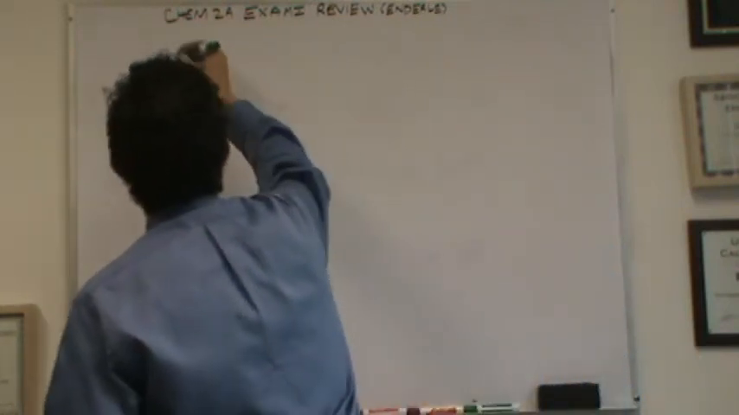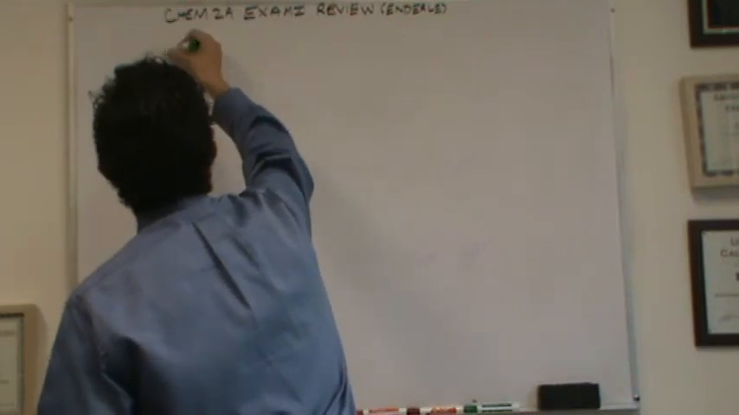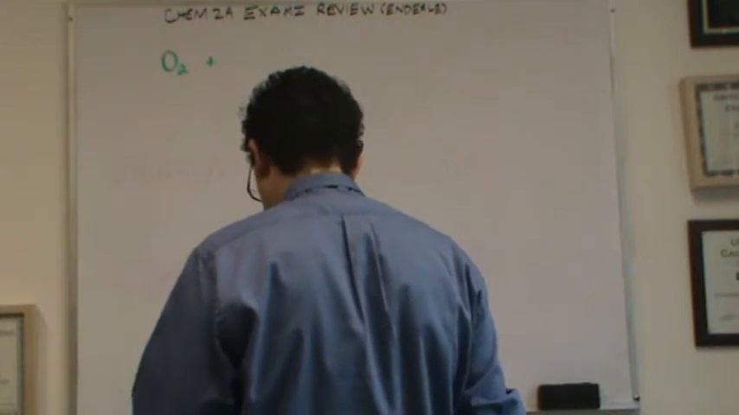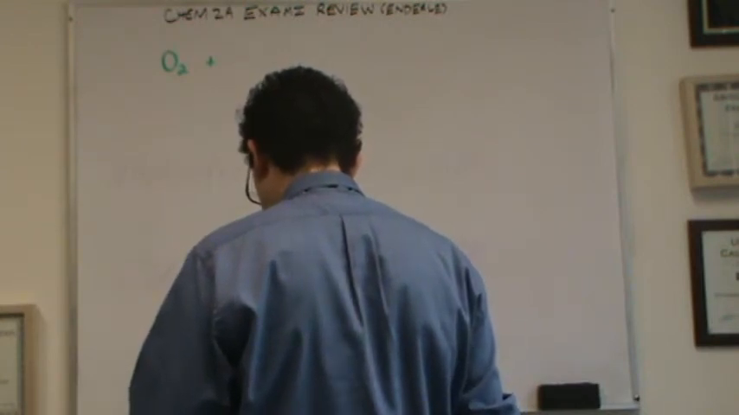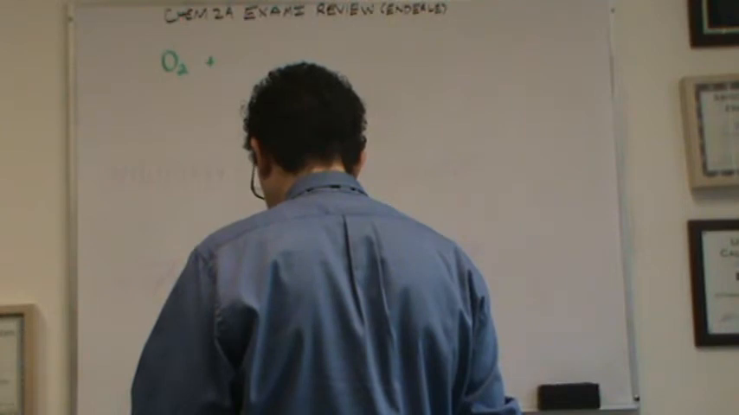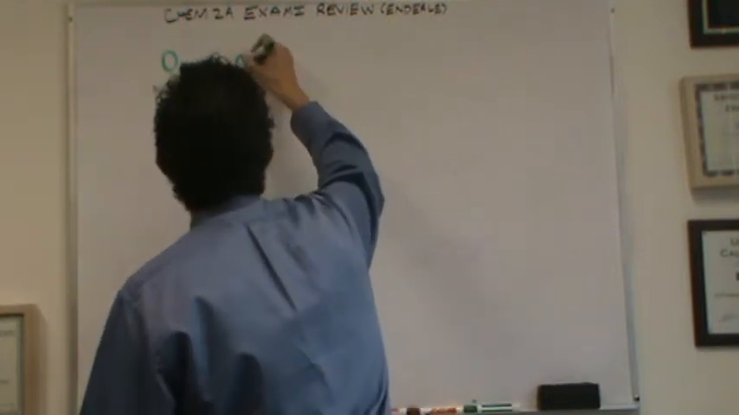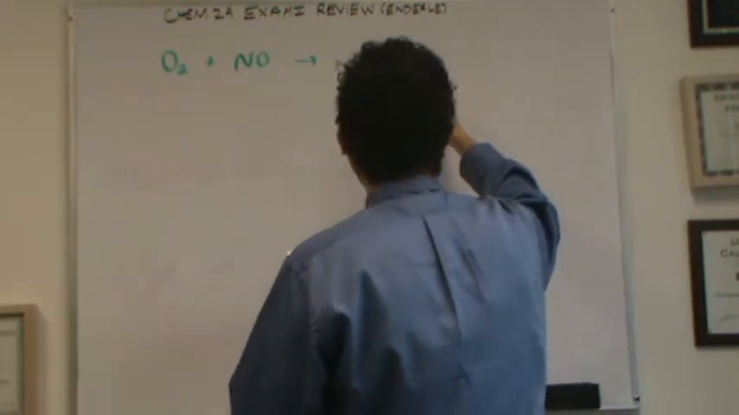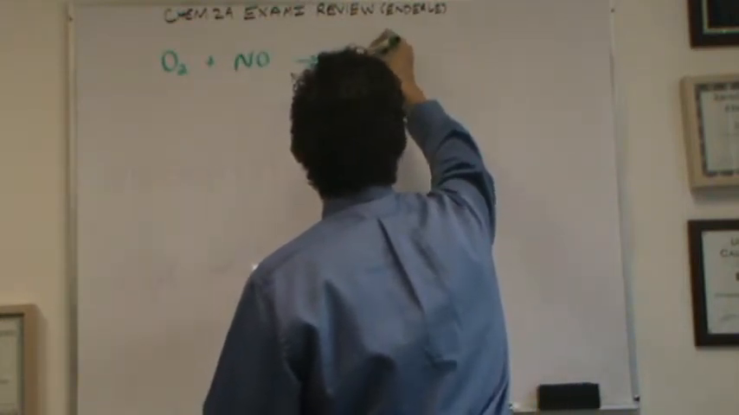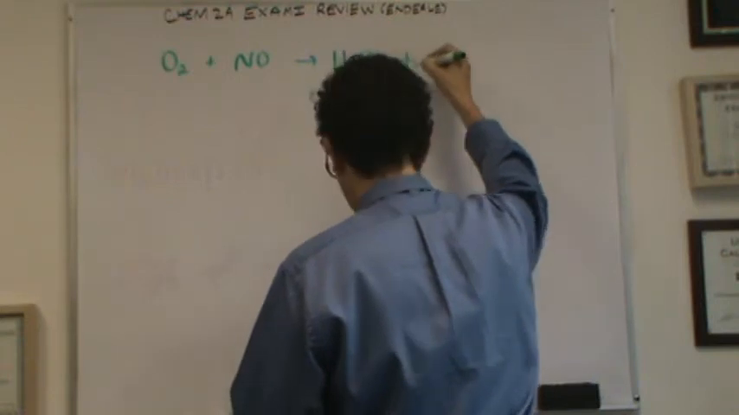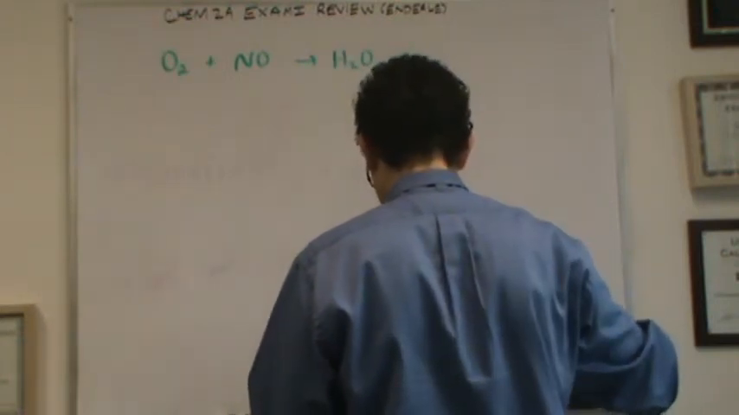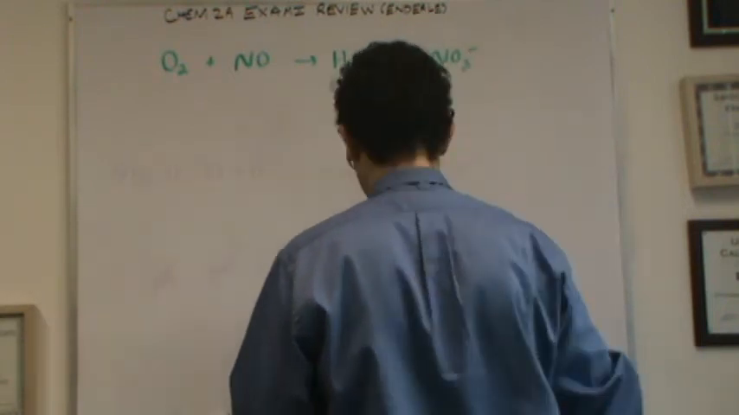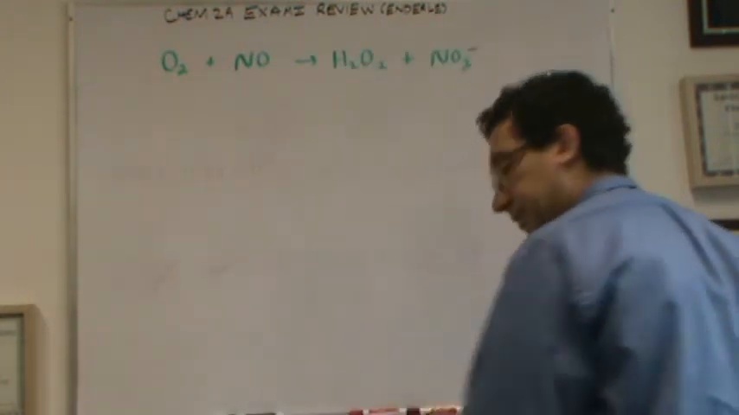We'll do this one: O2 plus NO goes to H2O2 plus NO3 minus. Alright, let's try to balance this craziness.